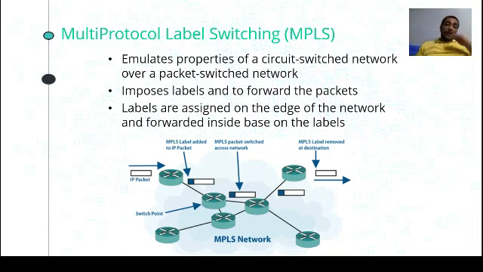Next is what we call the MPLS. Okay, so it emulates the properties of a circuit switch network over packet switch network. It tags or labels, imposes tags or labels to forward the packets. Labels are assigned on the edge network and inside based on the label.